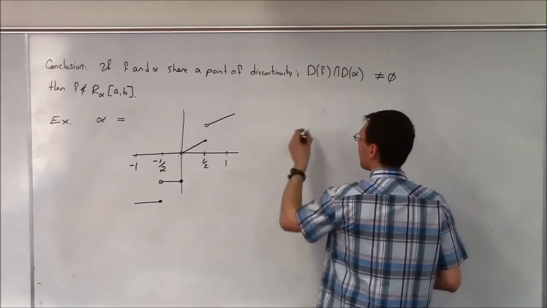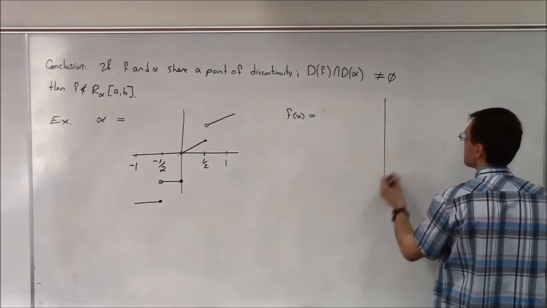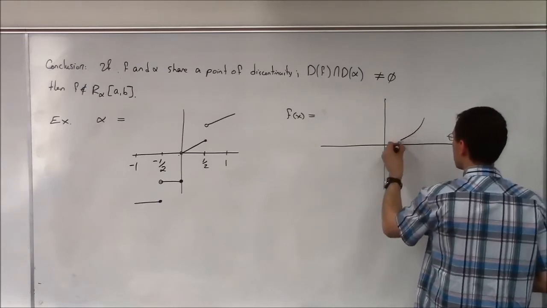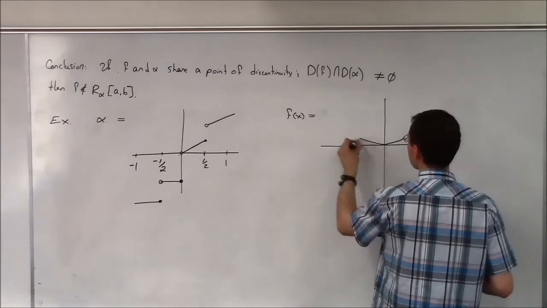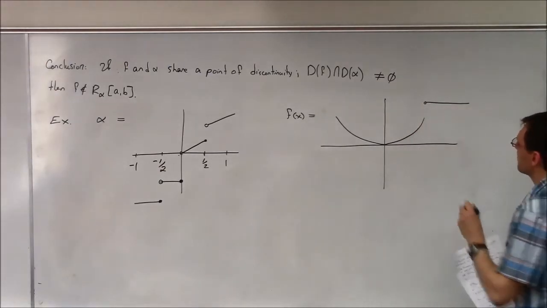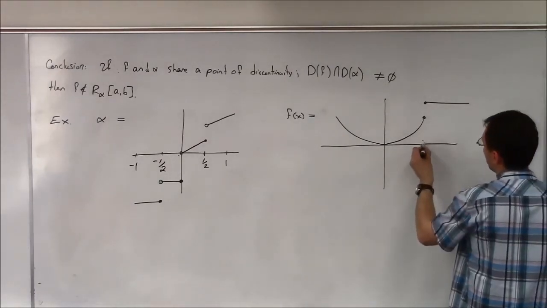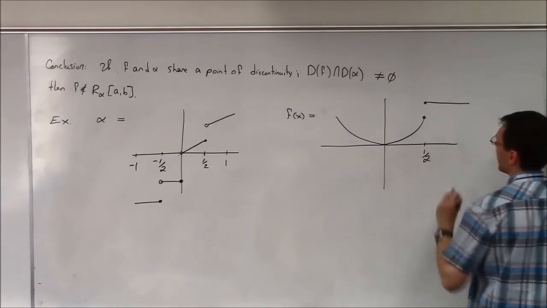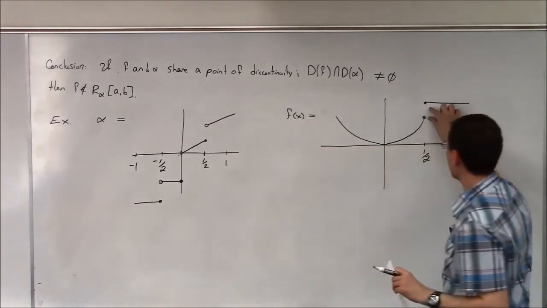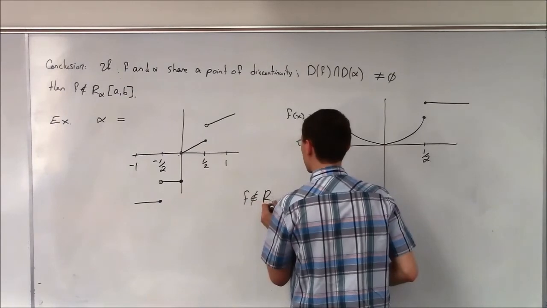So f of x, I can just draw a graph for it. Let's say it's something like this, and like this. So a parabola and something like this, maybe, right? Where this point is 1/2, okay? Because they share a common discontinuity at this 1/2, f is not Riemann integrable with respect to alpha.